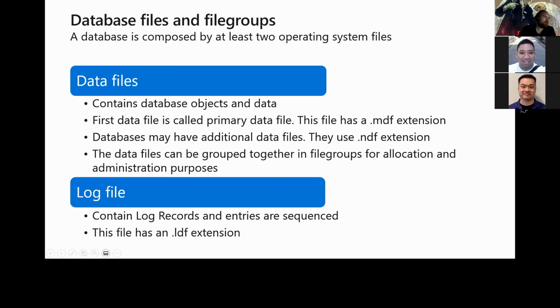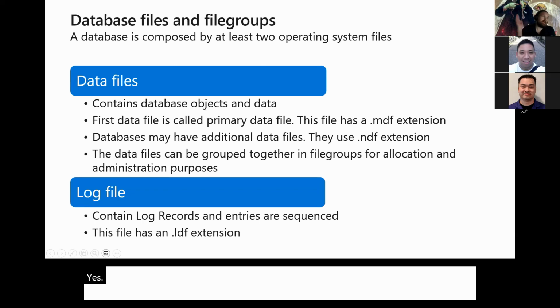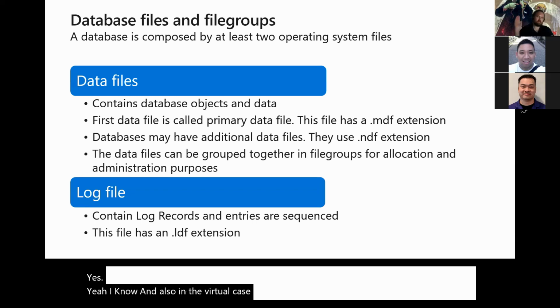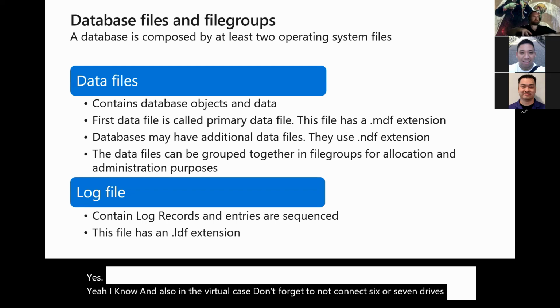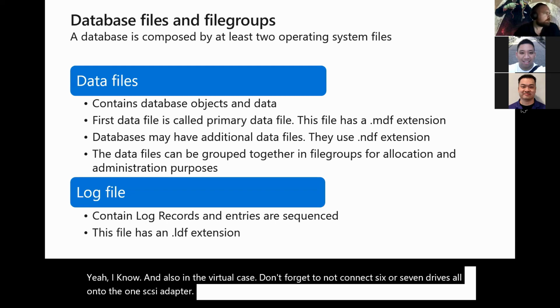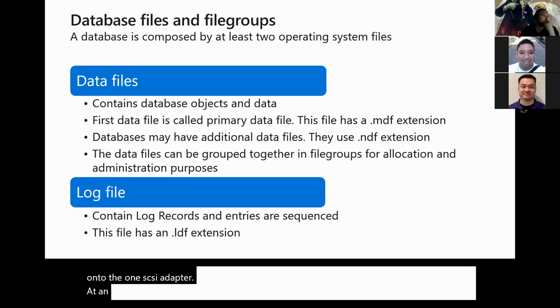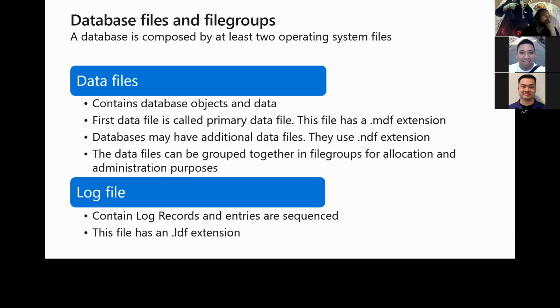Yeah, and also in the virtual case, don't forget to not connect six or seven drives all onto the one SCSI adapter. Exactly. Most environments are doing VMware IO totally wrong. When we go in and do health checks, almost all of them have all the drives on the LSI adapter. Maybe a Pure Storage array behind it, but they're bottlenecking there. So that's a good one.